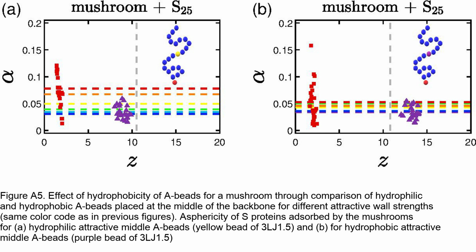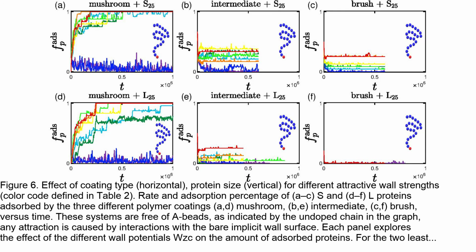Effect of A bead position on protein adsorption. This figure shows the effect of the position of attractive A beads on protein adsorption. The x-axis represents the different A bead positions, and the y-axis represents the rate and percentage of adsorption. The results show that the position of the A beads does not significantly affect the rate and percentage of protein adsorption. Effect of A bead hydrophobicity and position on protein adsorption.